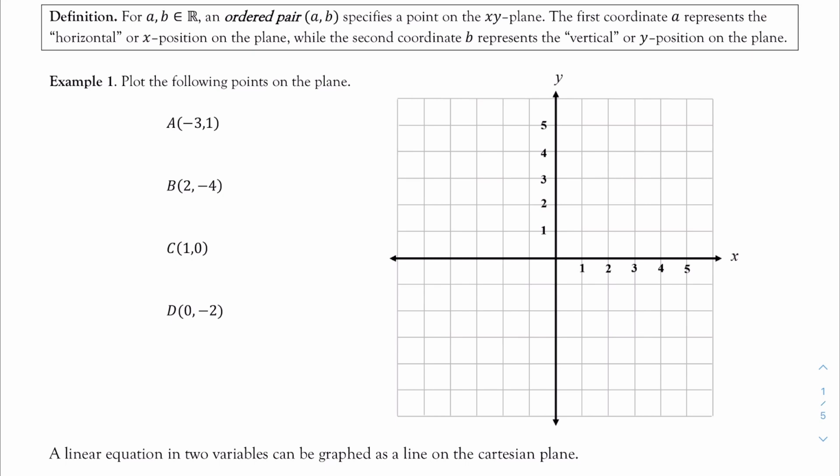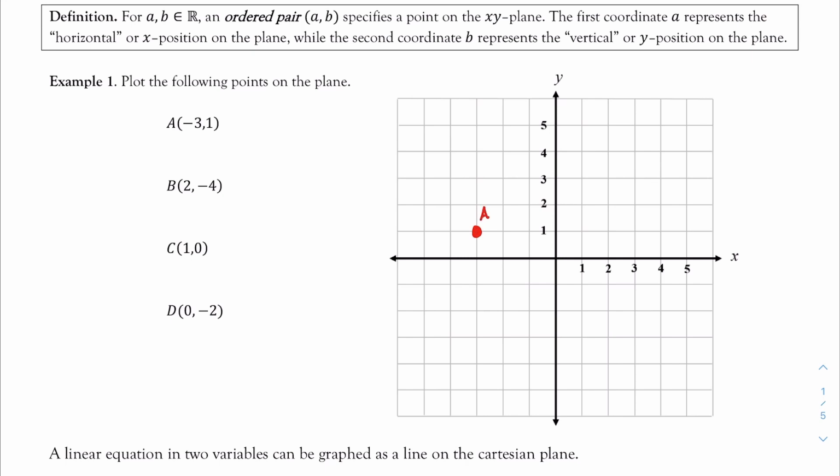We're going to jump straight into an example here. In example 1, I've got 4 points, and I want you to plot these 4 points. The first point, point A, is -3, 1. In terms of x, my left and right, I want to be at the -3 position. So I start at the origin, and then I move 3 to the left. My second coordinate is 1, telling me I must go 1 in the positive direction up and down, or in this case 1 up, giving me my point A.